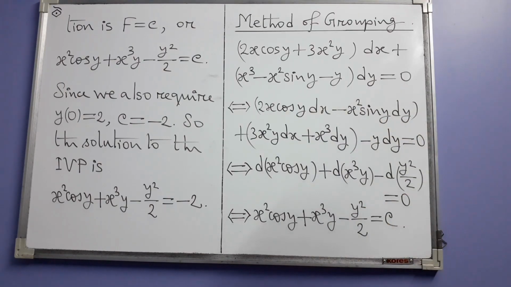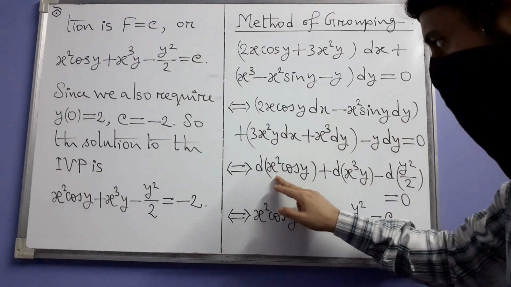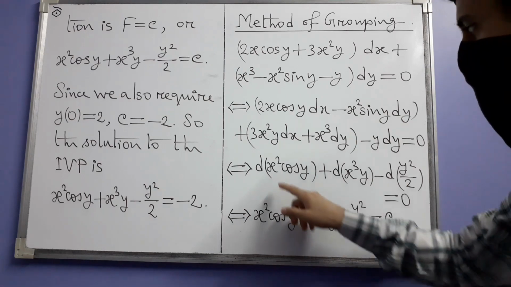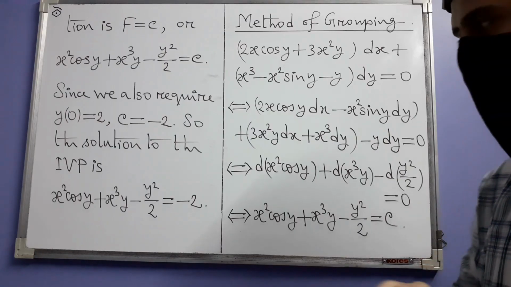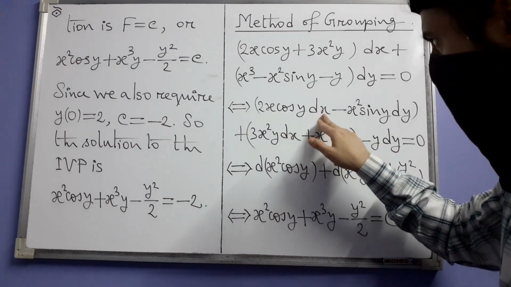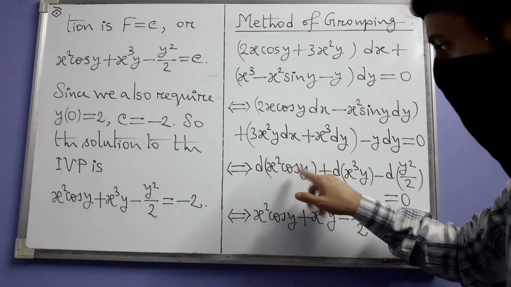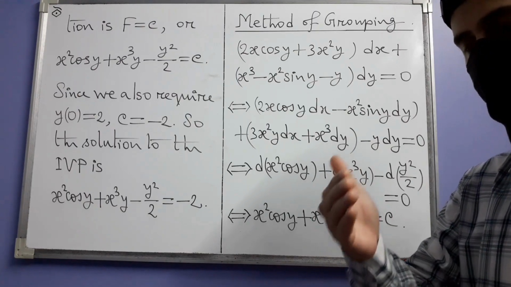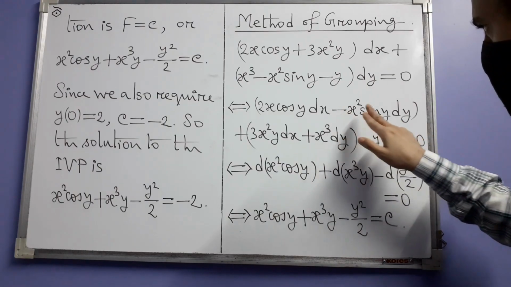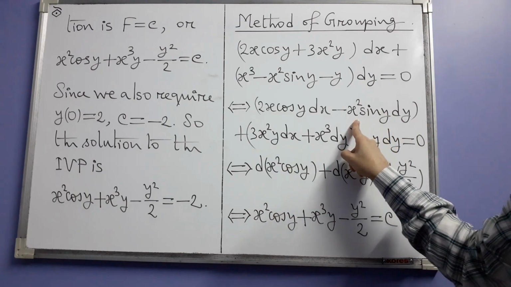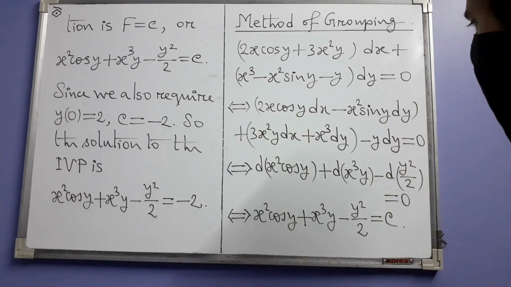Alright. Now if we note carefully, the first group is actually the differential of x² cos y. How? Well, what is the differential of x²? 2x dx. So that way we get 2x dx cos y plus, what is the differential of cos y? Minus sin y dy. So in this other term we have minus sin y dy, and with that we have x². So yes, it is actually the differential of x² cos y, this part.